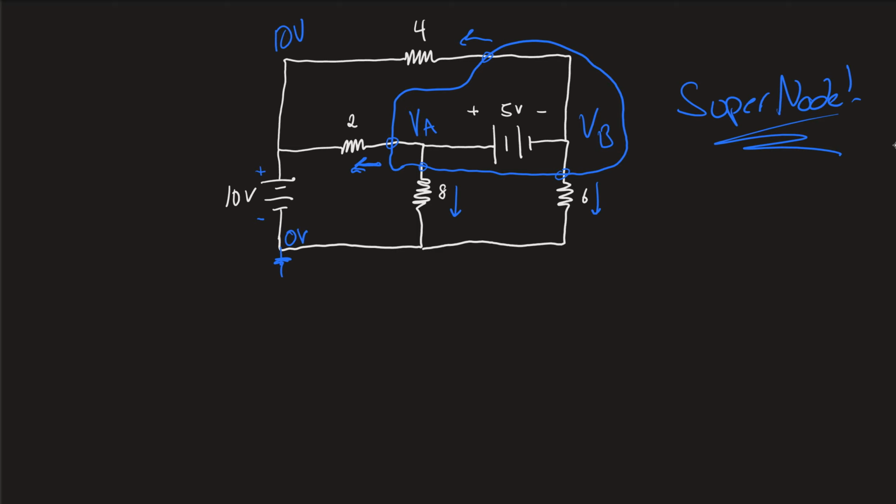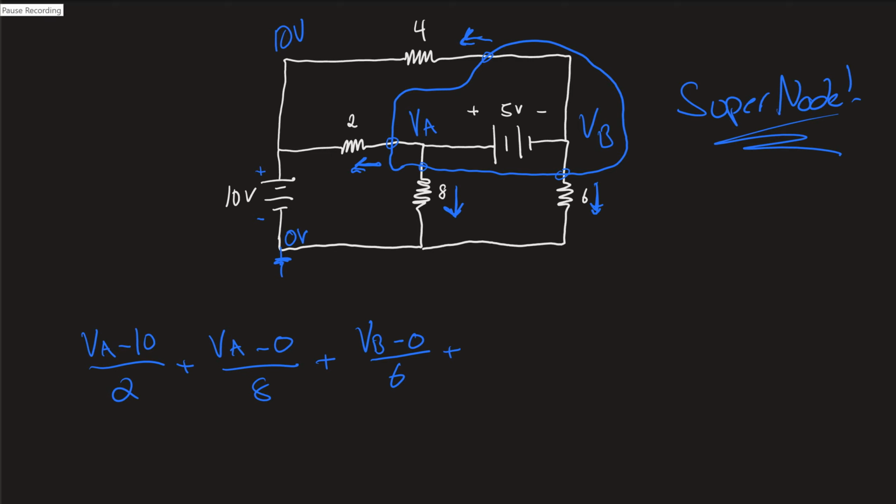Again, we still have VA minus 10 over 2, plus we'll do the one going down now. That's VA minus 0 over 8. I'm going to do the current going this way, and now we still know the current here, right? It's still VB minus 0 over 6. And then finally, I'm going to do the current up here.